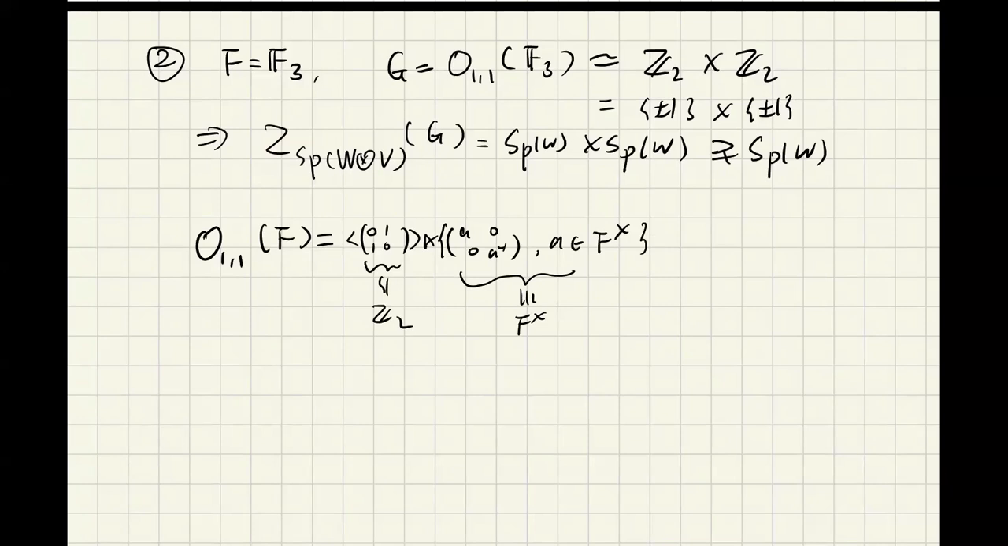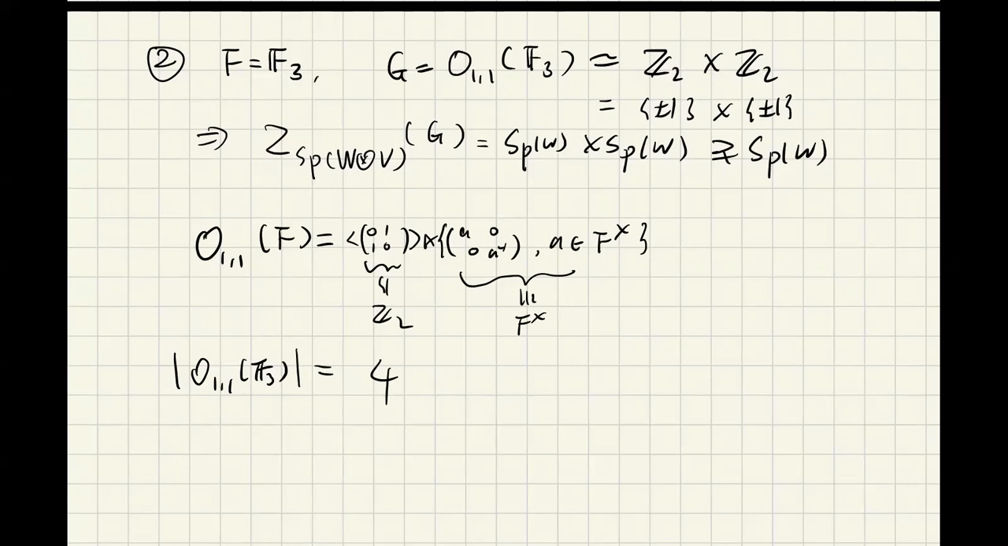So the group O(1,1)(F3) has 4 elements, and it has at least two elements of order 2. So from abstract group theory, you know that a group of order 4 has only 2 possibilities. Either it is a cyclic group or it is a Klein 4 group, which means it is isomorphic to Z/2 cross Z/2.